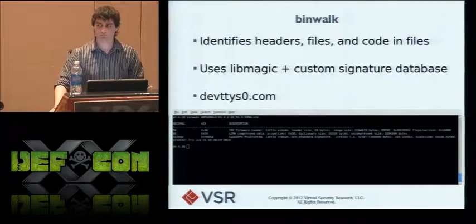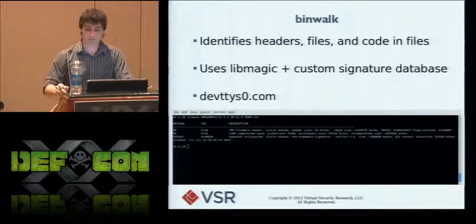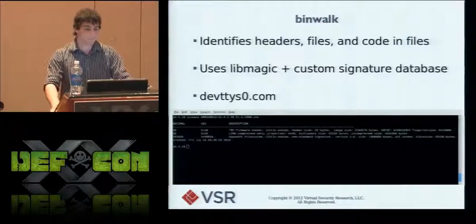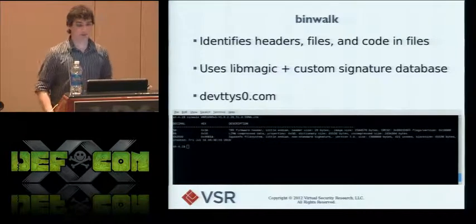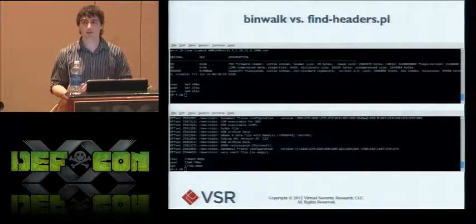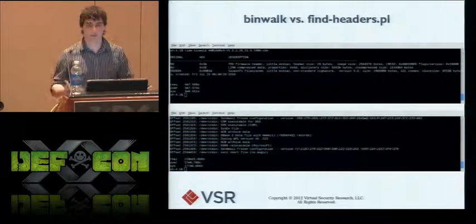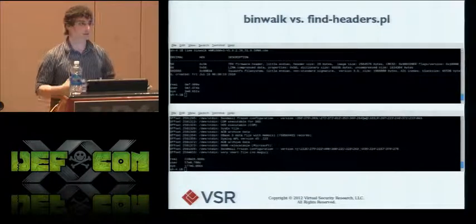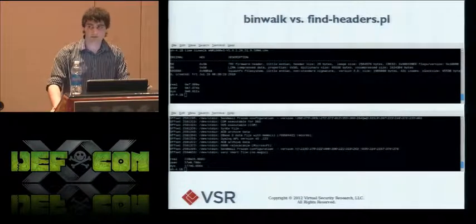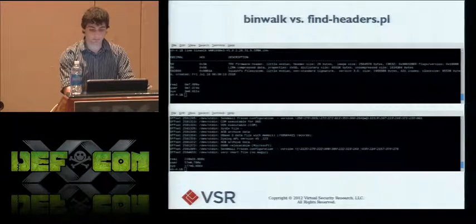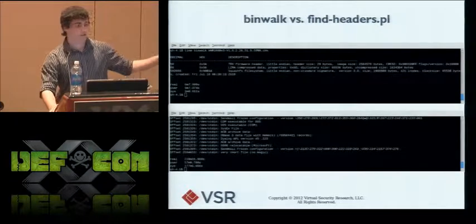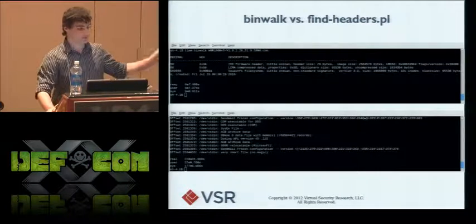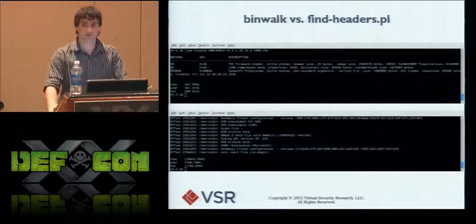I believe the FRAK talk the other day actually integrated with binwalk as well. Basically, this tool identifies headers, files, and code inside files generally, but it's specifically suited towards firmware images. It uses a mix of libmagic and a custom signature database in order to detect these headers, and it's made by the great guys at DevTTYS0. And the best part is that binwalk runs in 7 seconds, and my script ran for 2 hours. And it got amazing results, and it was accurate right off the bat.